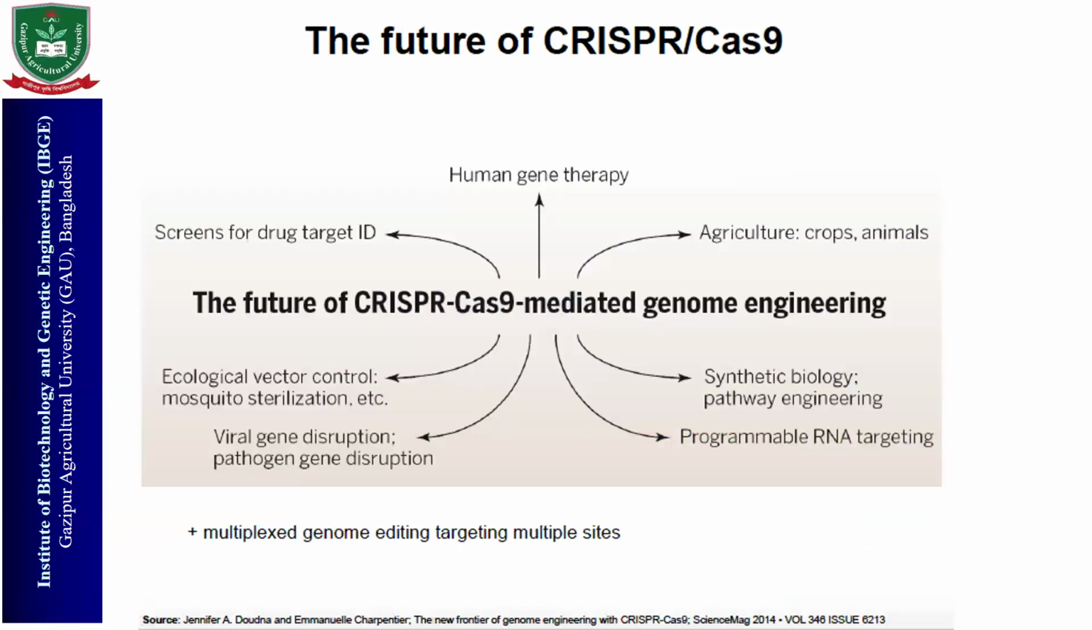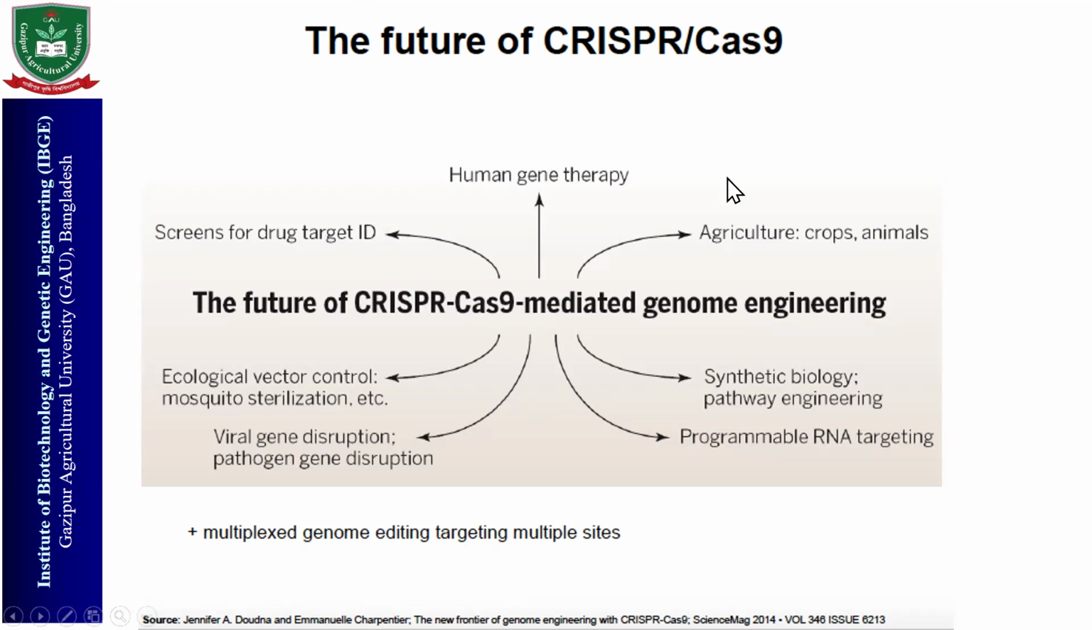So what can CRISPR do? This is a bit of an old slide. When Jennifer and Emmanuelle discovered this method, immediately in 2013 this method was used in editing plants very successfully. Three papers were published in Nature Biotechnology in 2013. You can find them.